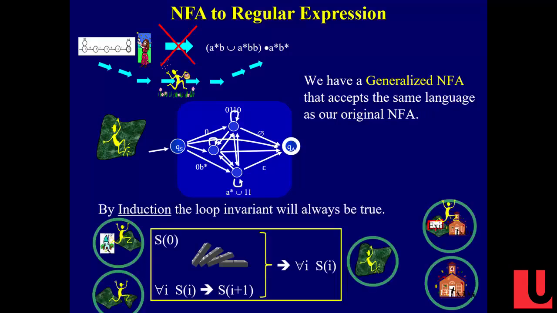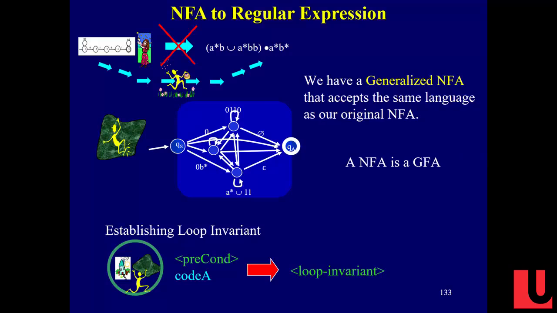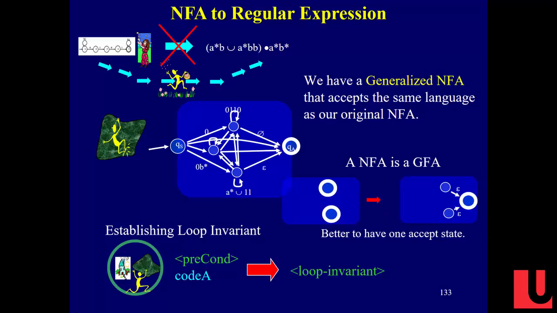So the first thing we're going to do, how do we establish the loop invariant? Well, if we start with an NFA, it is a generalized NFA already, so we don't have to do anything. But just to make our lives a little bit more complicated, if it has more than one accept state, we're going to have epsilon transitions to a single accept state. So we want our generalized NFA to have a single accept state. Right?